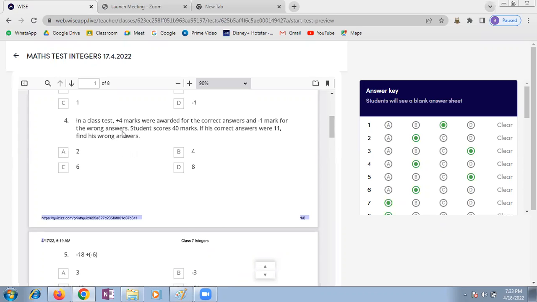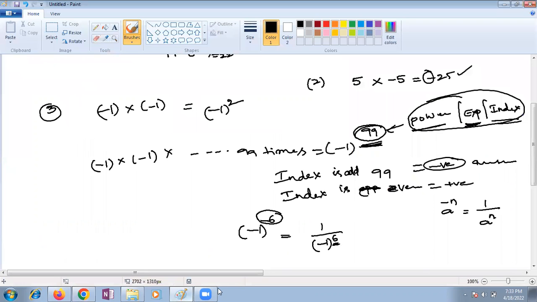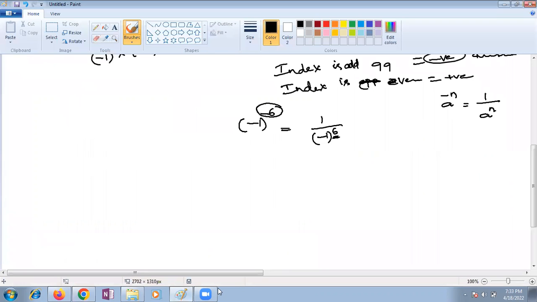Ma'am, because we get 44, and then the exact marking is 40. So we have to subtract 4. That's why the answer is 4. Very good. See, children. Yes, Suhana, is it 11, correct?